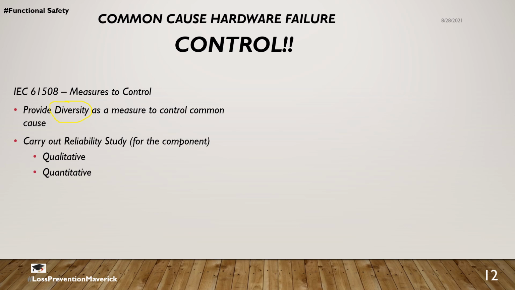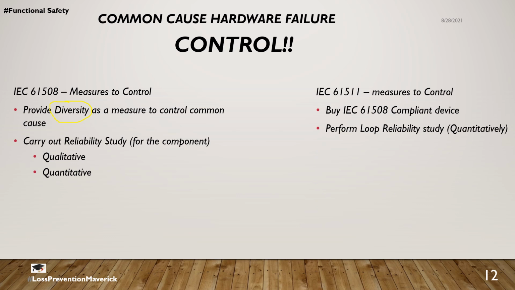Let's take an example. 2 transmitters working 1 out of 2. One is a normal ingress protection case, and one is suitable for flooding. So when there is flooding, at least one of your systems will be working, and therefore you have controlled your common cause hardware failure. The other one is the same: perform reliability assessment qualitatively and quantitatively. IEC 61511 measure to control is also the same: buy 508 compliant devices and perform loop reliability calculations.